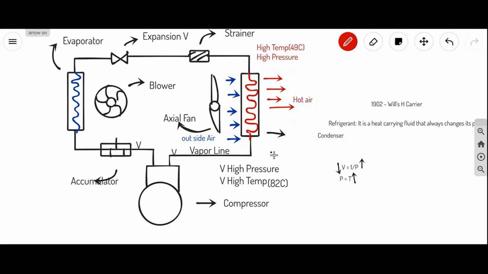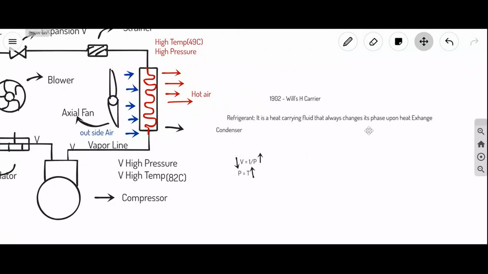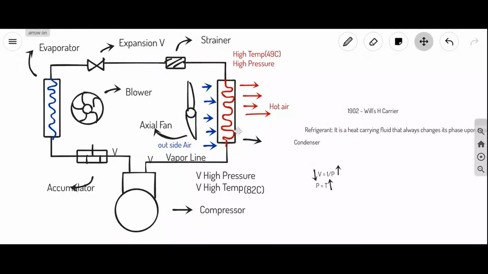I have said a simple statement: refrigerant is a heat carrying fluid that always changes its phase upon heat exchange. Here heat exchange is happening, so the vapor refrigerant will become the liquid refrigerant. This liquid refrigerant will enter into the strainer.